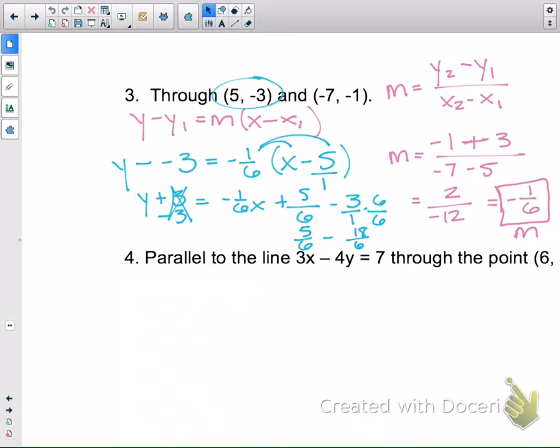So to get my final answer, I have y equals -1/6 x, 5/6 minus 18/6. Remember, when you subtract fractions, you just subtract the tops and keep the common denominator. So in this case, that's going to give me a y-intercept of what? -13/6. All right. That has been the most complicated question probably that we've done yet today. Lots of fun. I know.